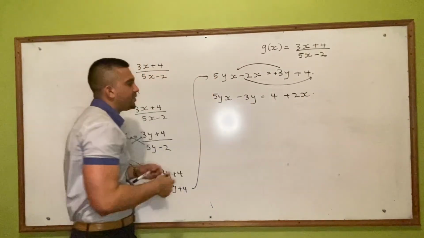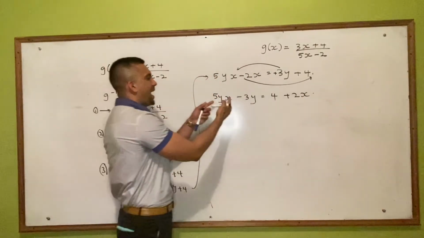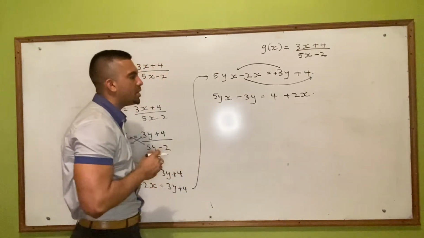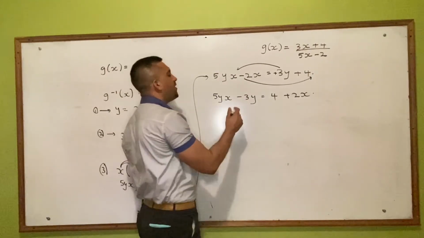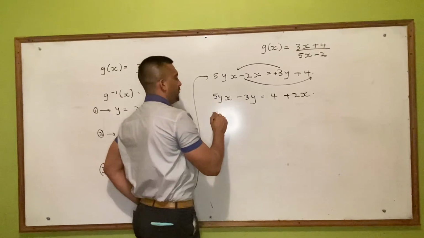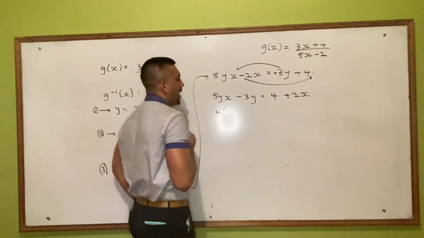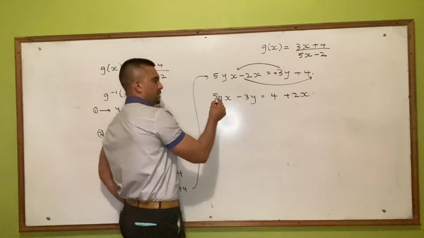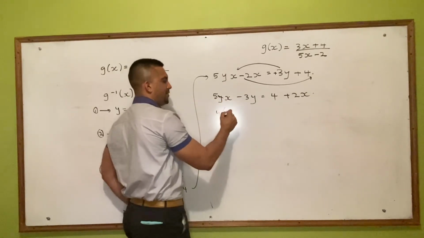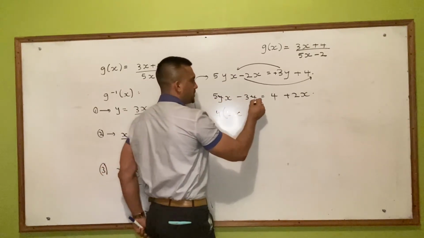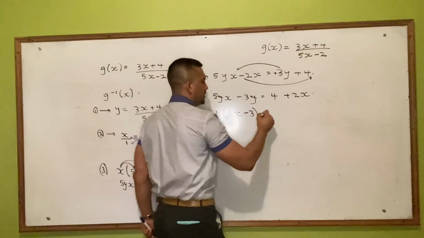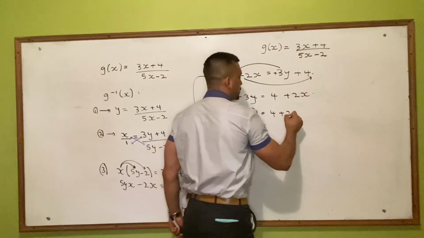Now remember the aim of this is to transpose to make y the subject. That means you want y alone on one side. Seeing that these two terms have y in them, we can factorize out the y, pull out the y. If you pull out the y, this y comes out here, we're left with 5x. This y comes out here, we're left with minus 3, is equal to 4 plus 2x.